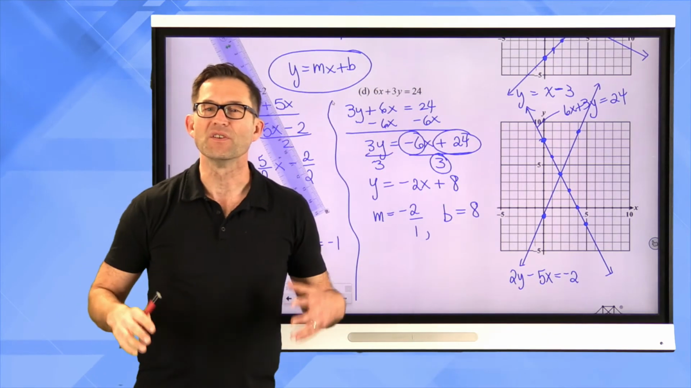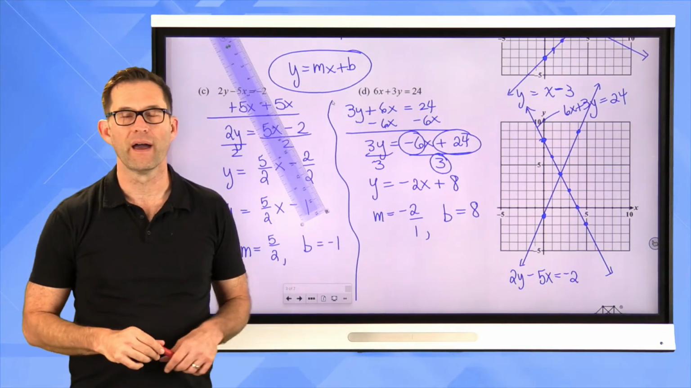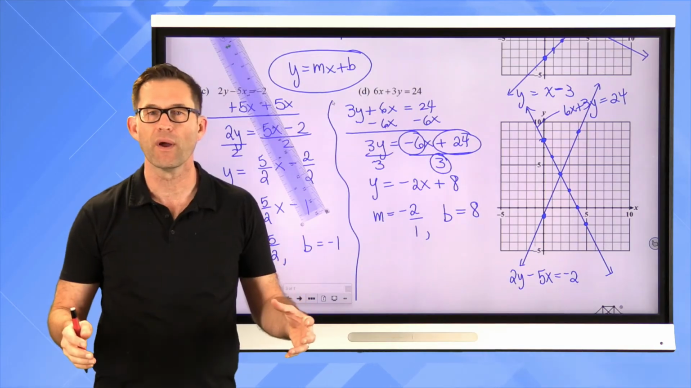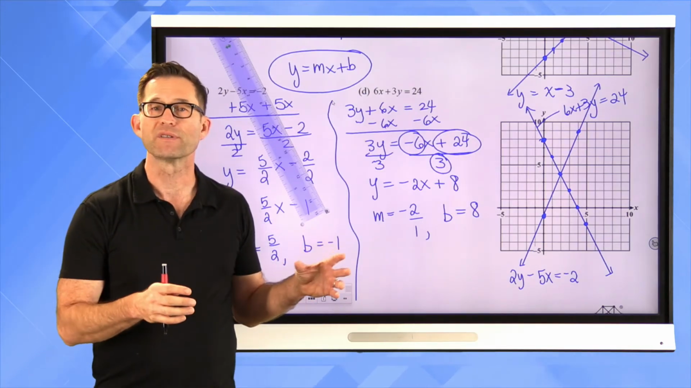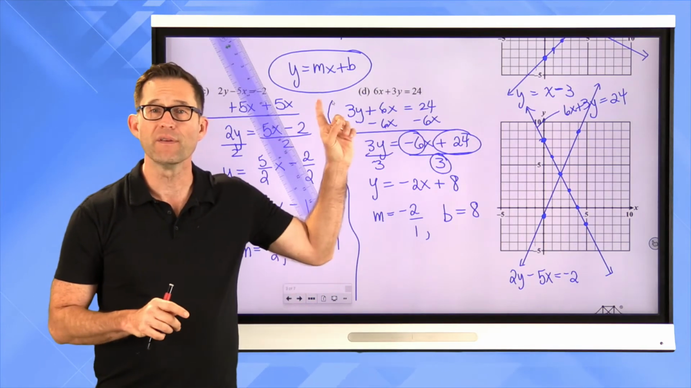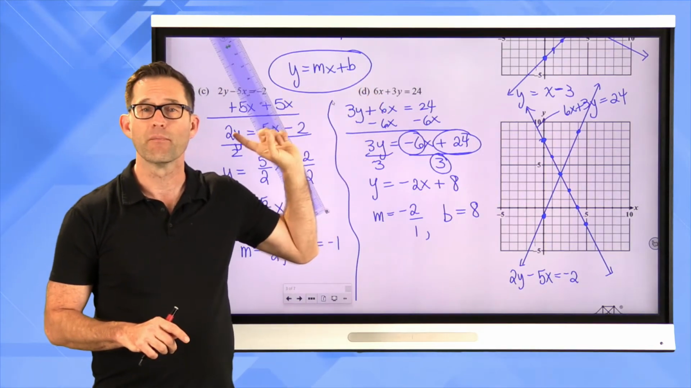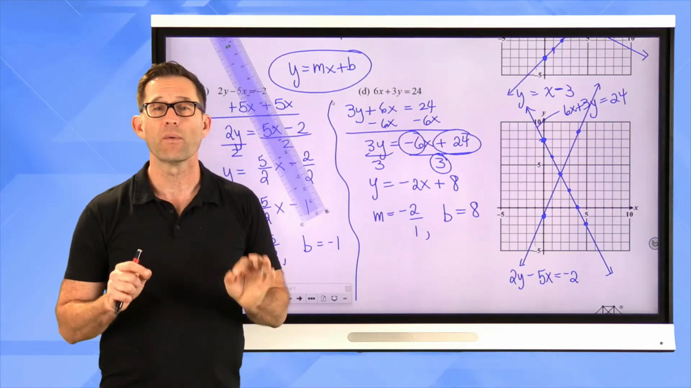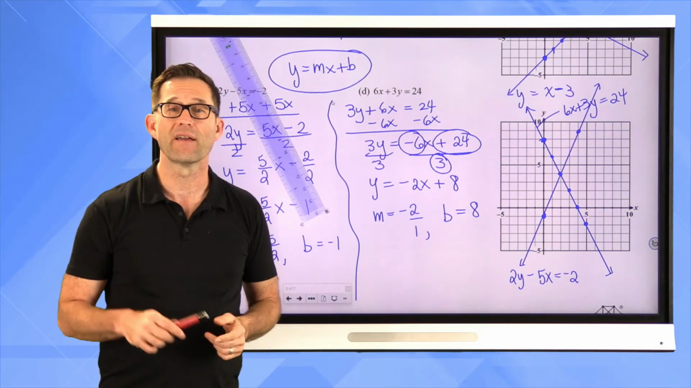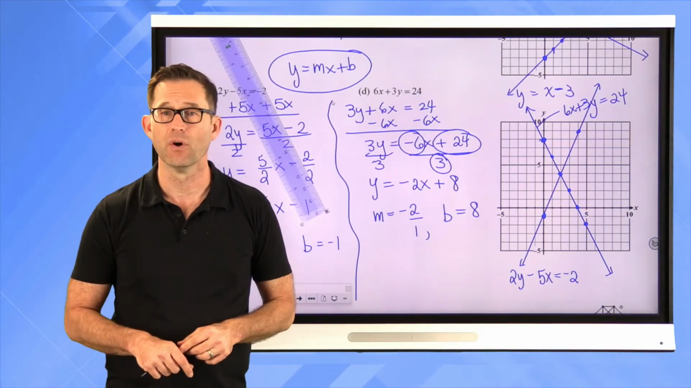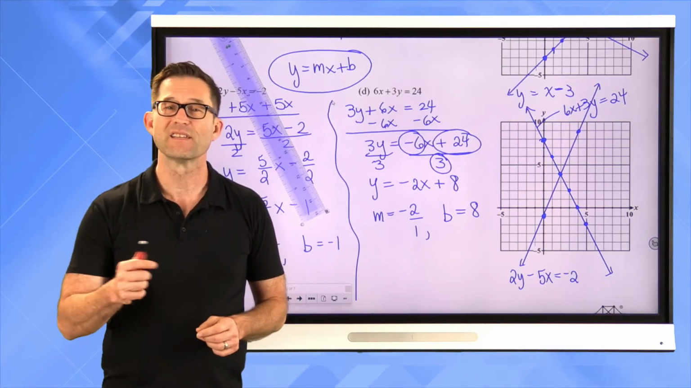All right, the slope-intercept form of a line. Probably the most useful form of a linear equation out there. It's important for us to be able to, when we have one already in this form, identify the slope and the y-intercept. Also very important, as C and D show us, when we have the equation of a line that's not in that form, we need to be able to rearrange it so that we can identify the slope and the y-intercept. Let's keep working with this more.